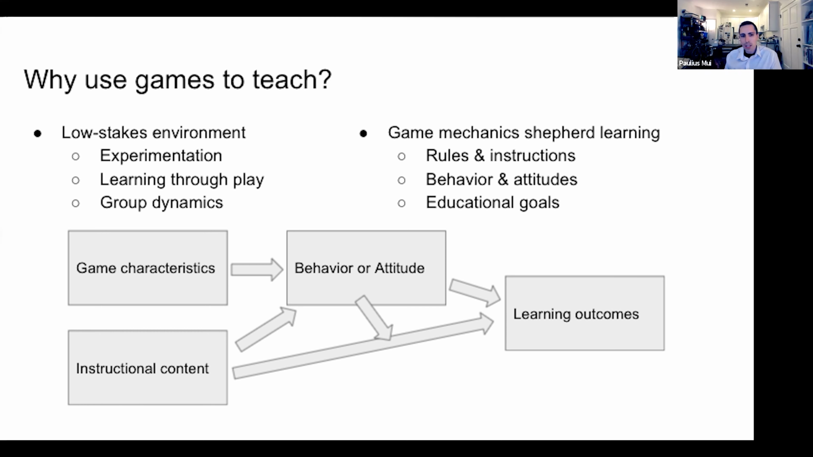I'm going to briefly touch here on this framework by Richard Landers that specifically pertains to gamification. The concept is that you can take game characteristics and the elements of the instructions and rules and use these principles to shape the behavior and attitudes of the players or the learners. Those behaviors and attitudes then in turn influence the learning outcomes based on the educational goals.